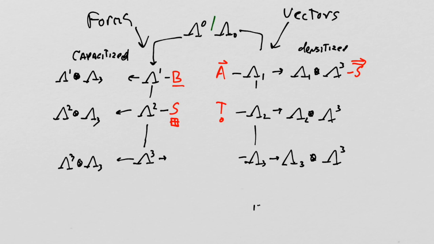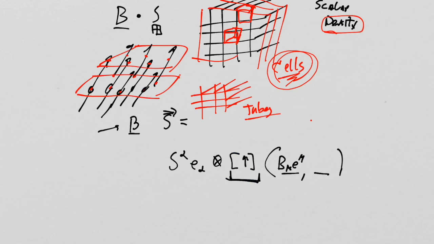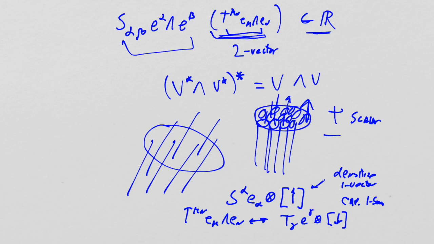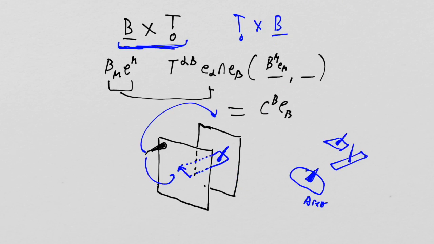Where was it? It was a capacitized one form, right? It's this guy, right? So we treat the stack as this guy and the thumbtack as this guy, and then after you've done that, right? You've got, wait a minute, no, it's a densitized one vector to capacitized one form. Yeah, so I got to go way back here.